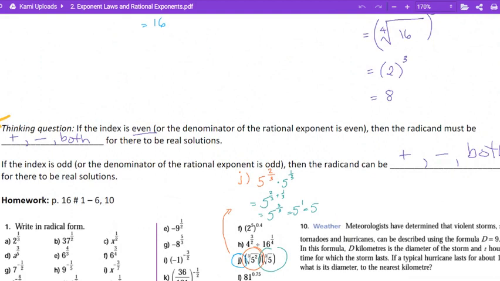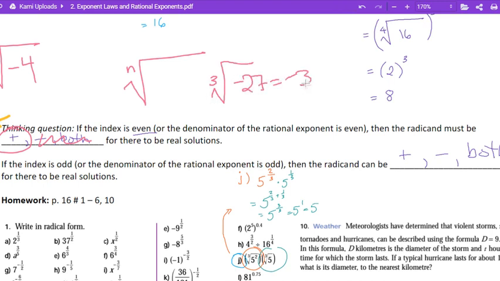If the index, right? So this is the index. If the index is even, 2, 4, 6, 8, then the radicand must be positive, negative, or both. So if I have a square root, can I have a negative radicand? If you try it on your calculator, you get an error. So it can only be a positive radicand. However, we saw some negative radicands, right? I had the cubed root of negative 27 being negative 3.